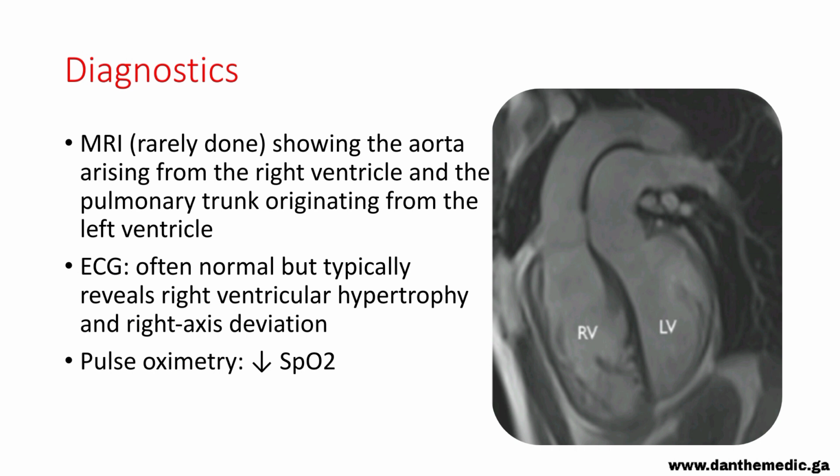Now, MRI is rarely done. But if we do MRI, we are going to see the aorta arising from the right ventricle and the pulmonary trunk arising from the left ventricle. ECG is often normal, but typically it reveals right ventricular hypertrophy and right axis deviation. And when we do pulse oximetry, of course, we will see decreased oxygen saturation.